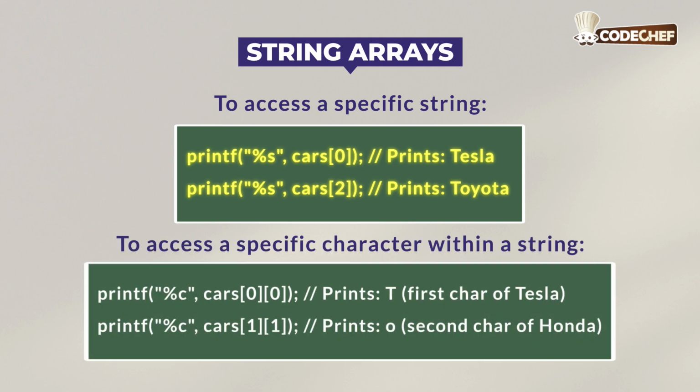To access a specific character within a string, we write printf %c. We use printf %c cars[0][0], position 0, it prints T, because at cars[0] we have Tesla, and at position 0 of cars[0] we have T. printf %c cars[1][1] prints o because it is the second character of Honda. The first index tells you which string and the second index tells you which character in that string.